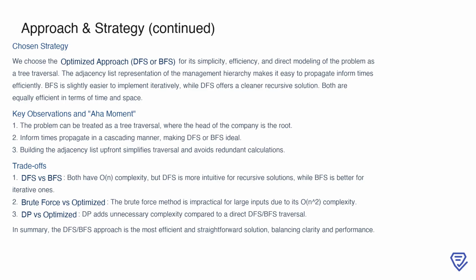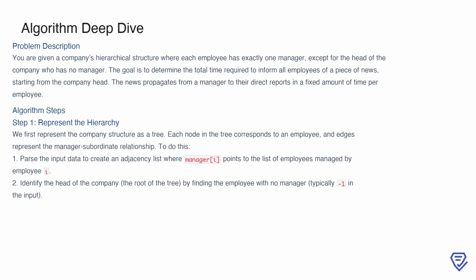In this problem, we are tasked with determining the total time required to inform all employees in a company about a piece of news. The company is structured hierarchically, where each employee has exactly one manager, except for the head of the company, who has no manager. The news spreads from the head to their direct reports, and each report takes a fixed amount of time to be informed.